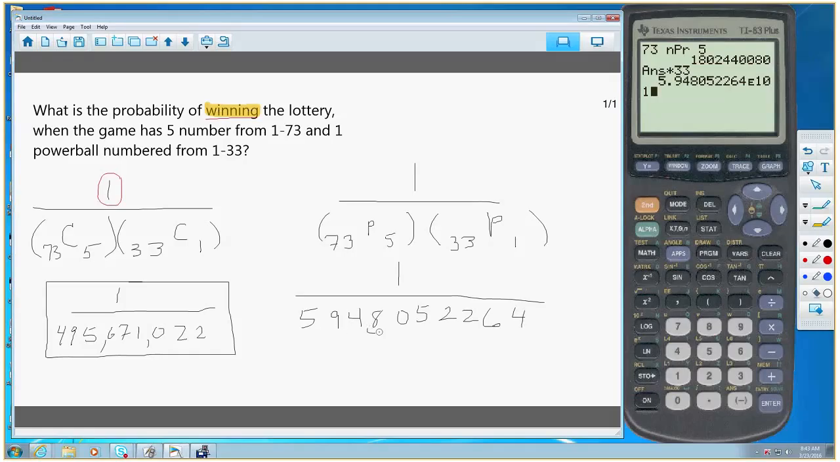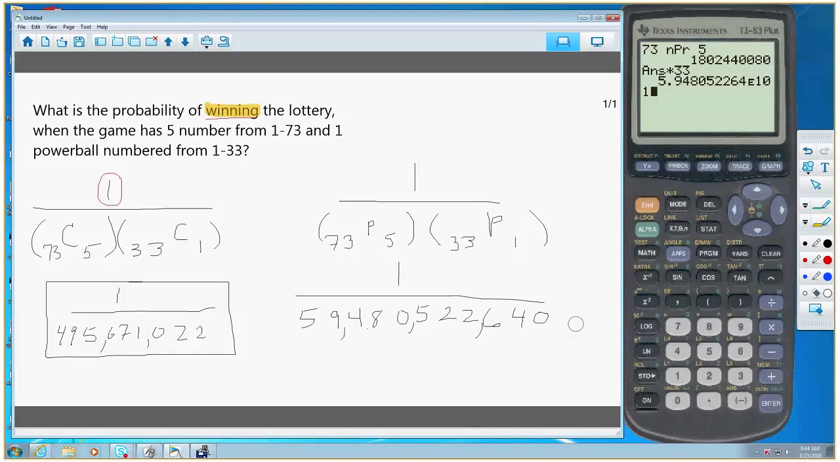So, 1, 2, 3, 4, 5, 6, 7, 8, 9. I guess one more. You've got a better chance of seeing a unicorn than winning the lottery if the numbers have to be in order. Yes.